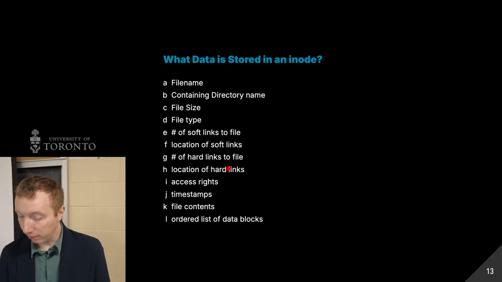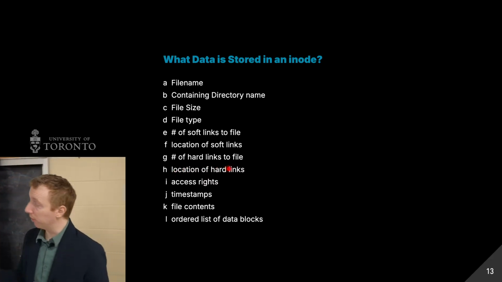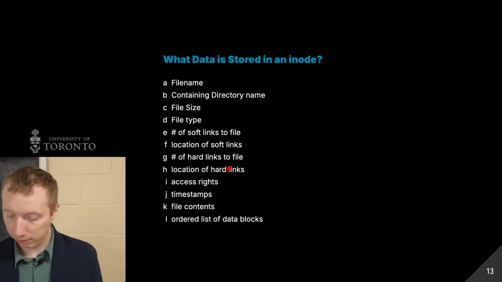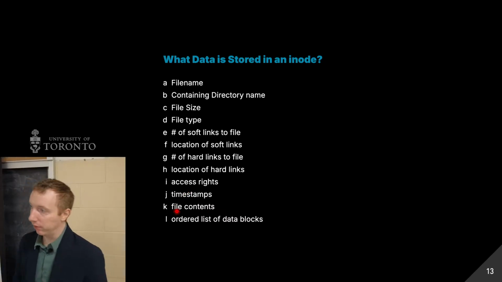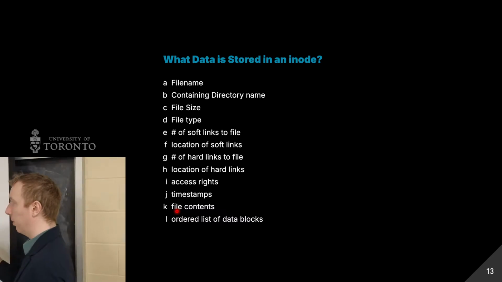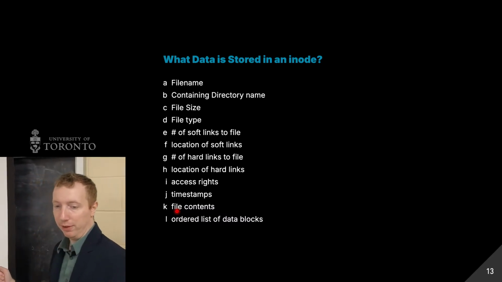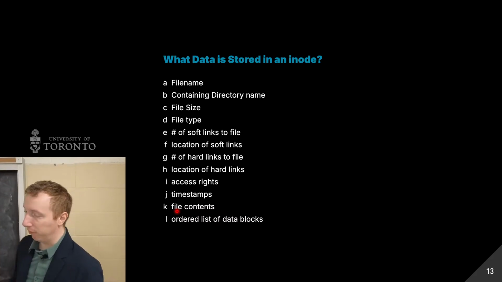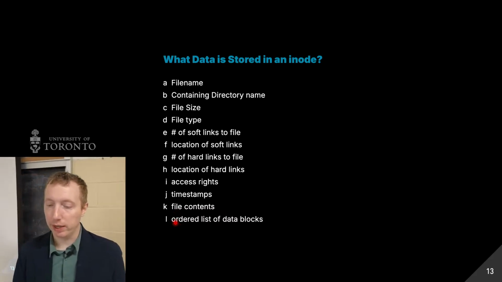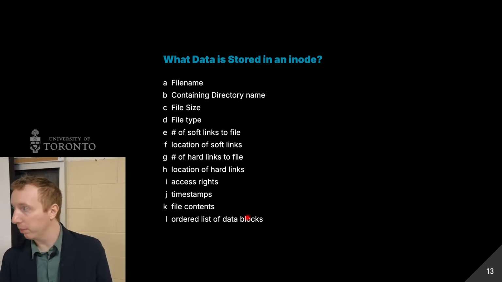The location of the hard links is, again, not stored on the inode itself, but it does store access rights and timestamps, which you can definitely not modify. And then the file contents aren't stored on the inode, well, sometimes they'll be stored on the inode itself in special cases, but it's pointing to where on the disk the file contents are. And then it also has an ordered list of data blocks because that is the whole point of an inode.